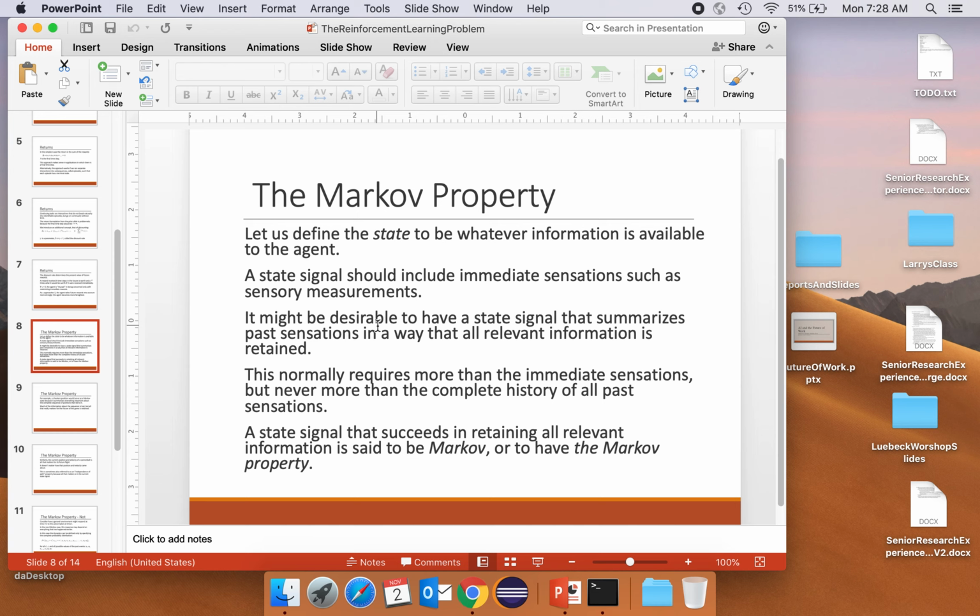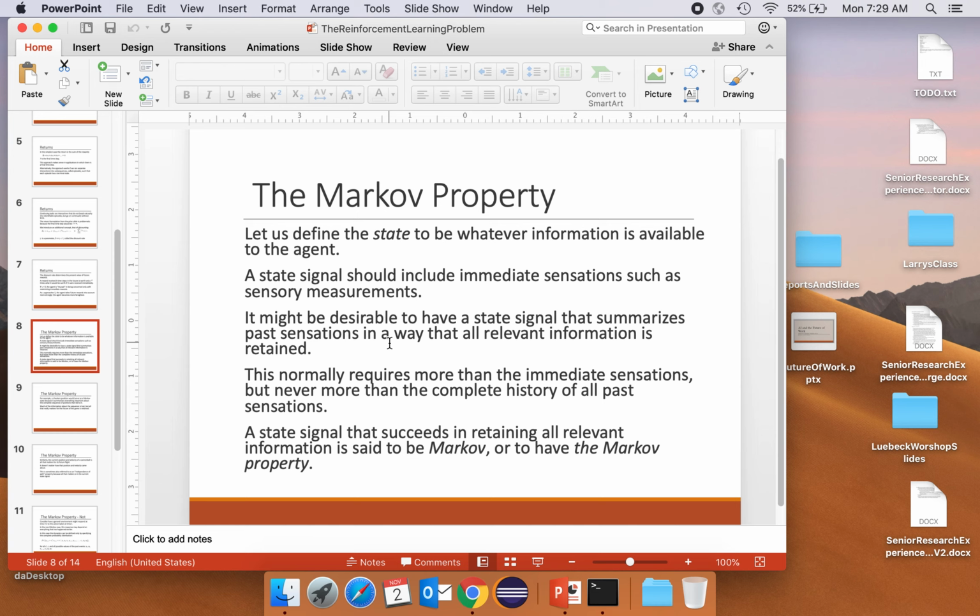So the Markov property is named after a Russian mathematician who lived a bit ago. At a certain state, we look at what information is available to us, or to the agent. We can look at the immediate measurements, such as sensory measurements. The question is, to which degree do we need to look at past sensations? Perhaps the state signal might summarize past sensations in a way that all relevant information is retained.